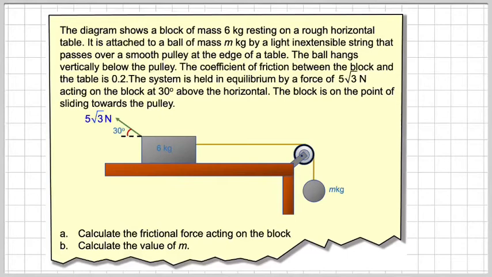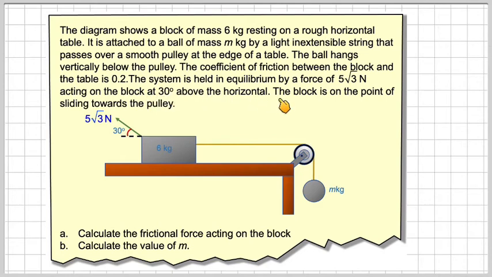Here we have quite a wordy mechanics problem. It says the diagram shows a block of mass 6 kg resting on a rough horizontal table. So we have friction. It's attached to a ball of mass m kilograms by a light inextensible string which passes over a smooth pulley at the edge of the table. The ball hangs vertically below the pulley. The coefficient of friction between the block and the table is 0.2.